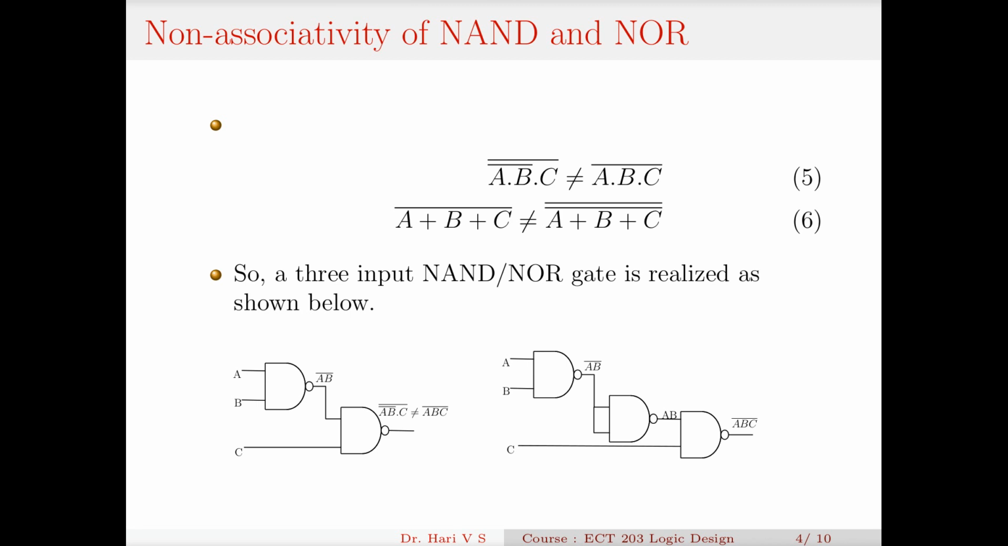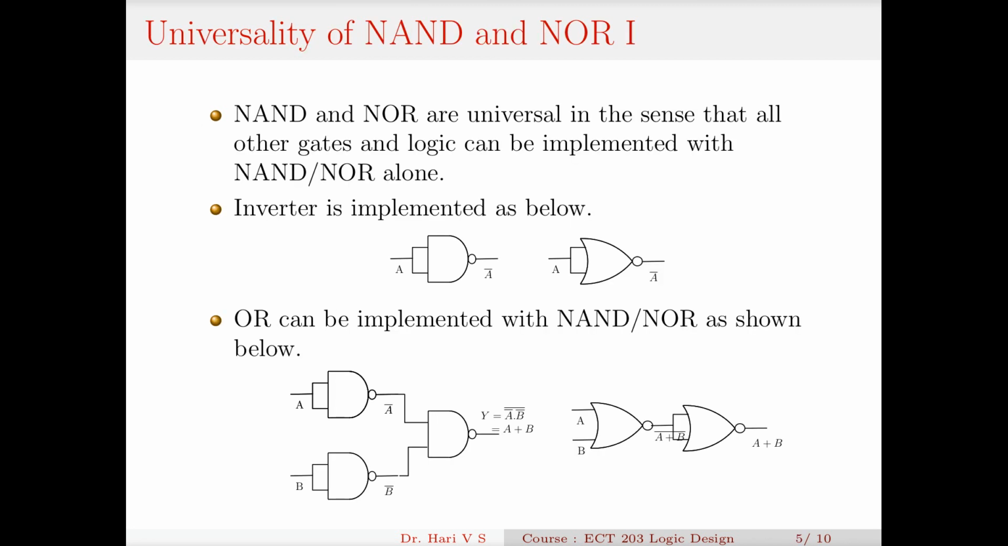That's a unique property of NAND and NOR. They are not associative gates. Now there is another unique property of NAND and NOR that is called universality. That means NAND and NOR are universal in the sense that all other gates and logic can be implemented with a NAND or NOR alone. So you can implement any other gate, any other logic circuit with NAND alone or NOR alone. That's what is meant by the universal property of NAND and NOR. NAND and NOR are universal gates. Any other logic gate, any other logic circuit can be implemented with NAND alone or NOR alone.